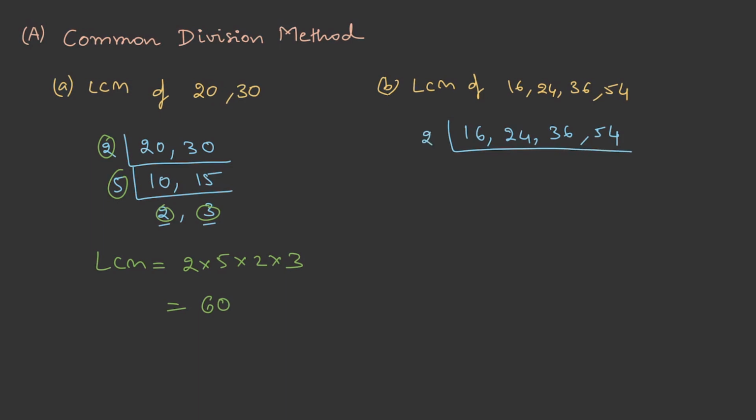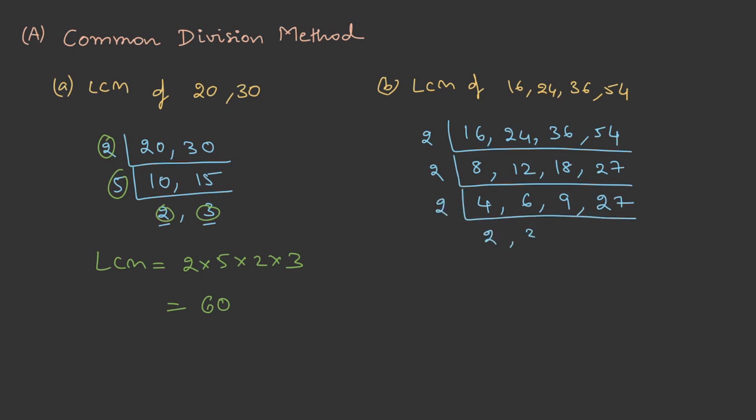Let's start with 2. 2 8s are 16, 2 12s are 24, 2 18s are 36 and 2 27s are 54. Next again I'll take 2: 2 4s are 8, 2 6s are 12, 2 9s are 18. 2 cannot divide 27, so leave it like that. Then again I can use 2: 2 2s are 4, 2 3s are 6, 9 and 27 we cannot divide, so leave it like that. Then again 2 1s are 2, then 3, 9, 27 cannot be divided.